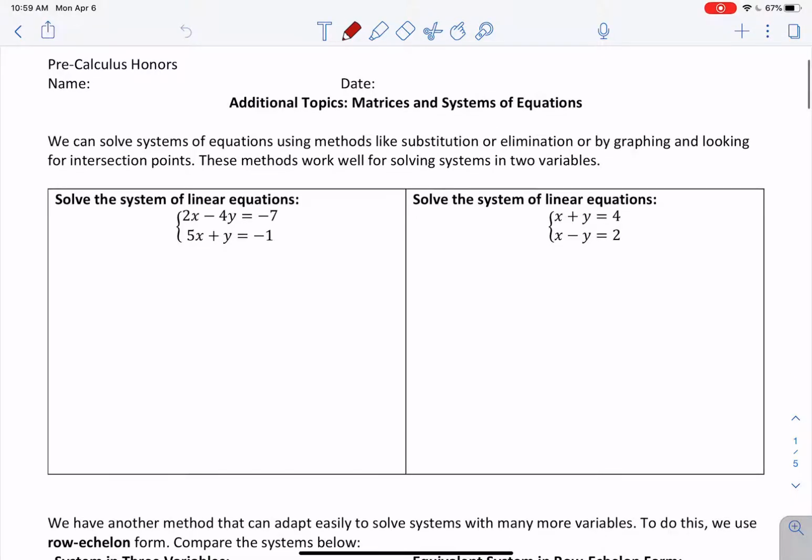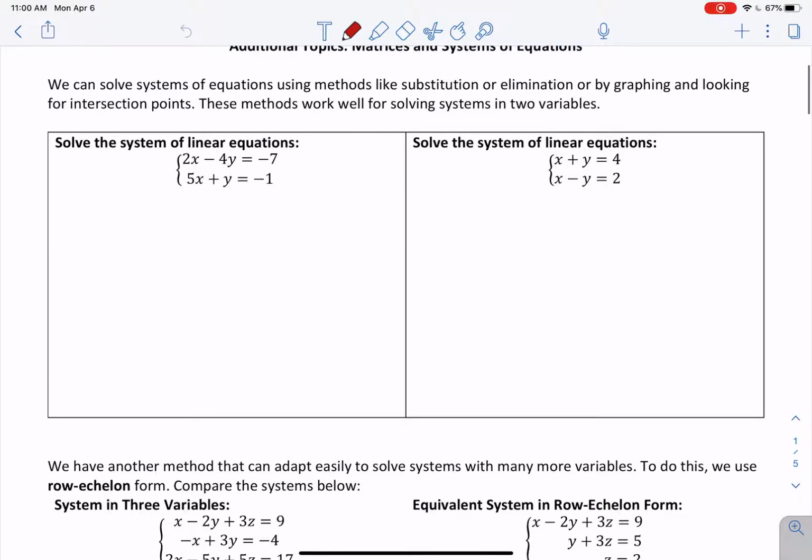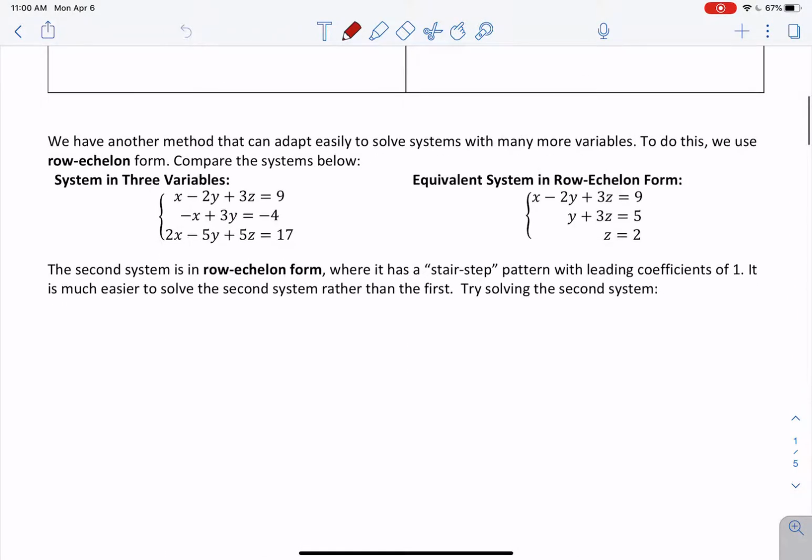Hey, so this video is going to be on solving systems of equations using matrices. So think back to solving systems of equations in general, where you've done substitution or elimination. You have some examples here that you can go through to try to solve yourself, just to remind yourself how those work. I'm going to focus more on the matrix version of this.